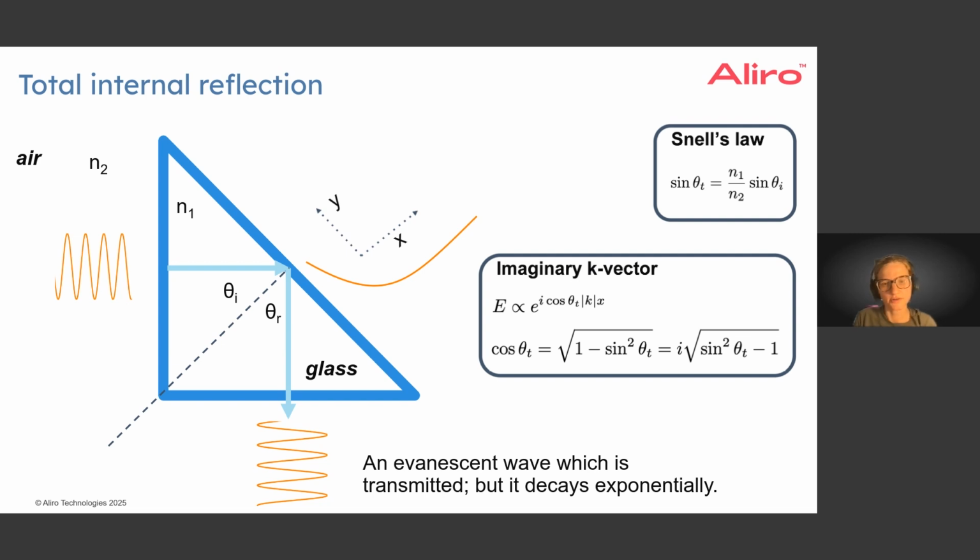So now that we know what cosine of theta t is in this case of total internal reflection, we can plug that back into the expression for the wave. And now we have two imaginary numbers that multiply by each other, and we just get -1. So this just means that we will just have a decaying exponential now.